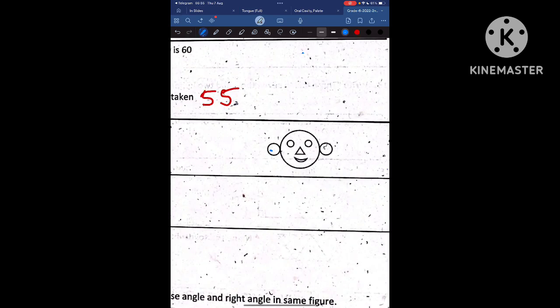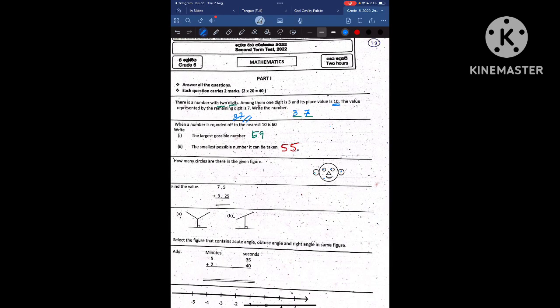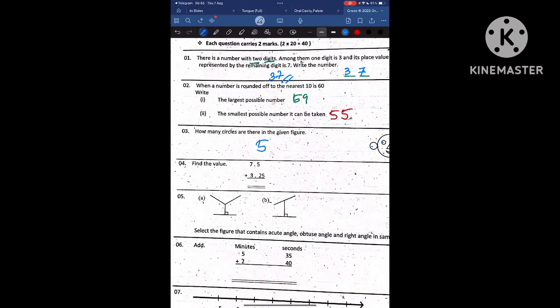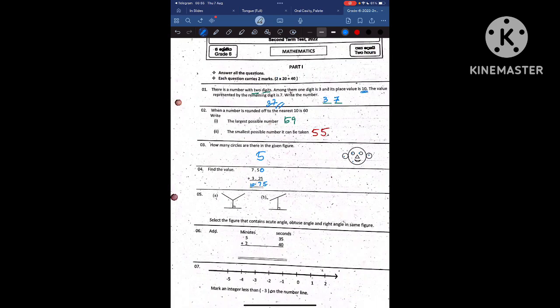Next one is, how many circles are there in the given figure? Count 1, 2, 3, 4, 5. That's it. Find the value. 7.5 and 3.25. If a number is given like this, add a 0 at the end. 0 plus 5 is 5, 5 plus 2 is 7, 7 plus 3 is 10.